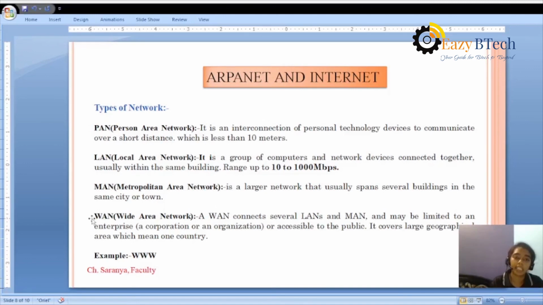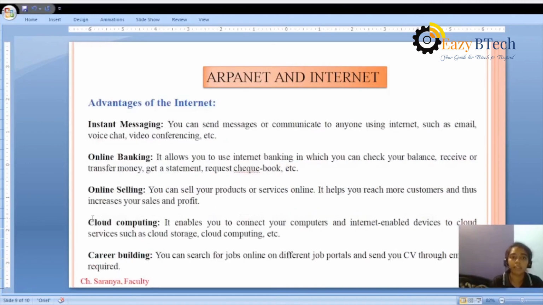And what are the advantages of a network here? Internet, instant messaging, online banking, online selling, cloud computing, career building. We can say that the internet is also one type of network. Instant messaging means we can send messages or communicate with anyone using the internet. Email, video conferencing, voice chat, WhatsApp. These are examples of instant messaging.